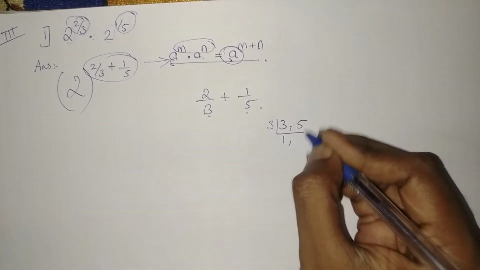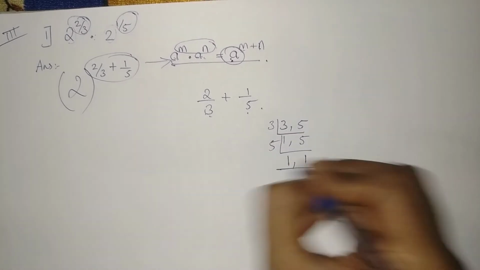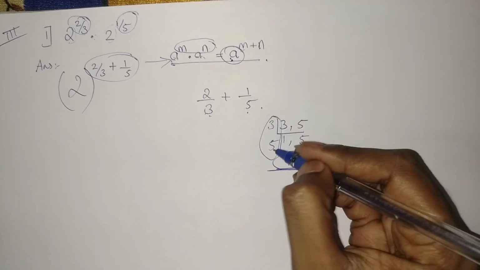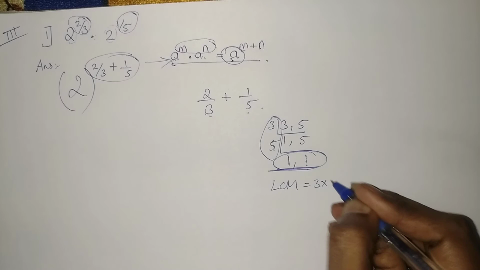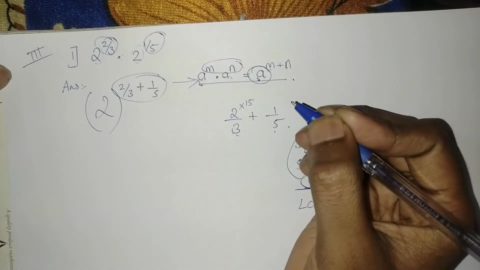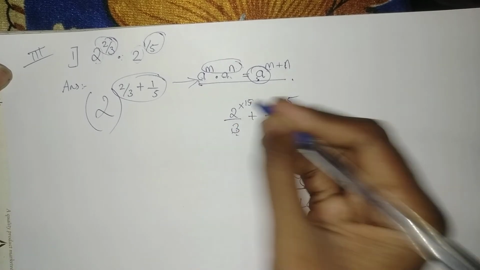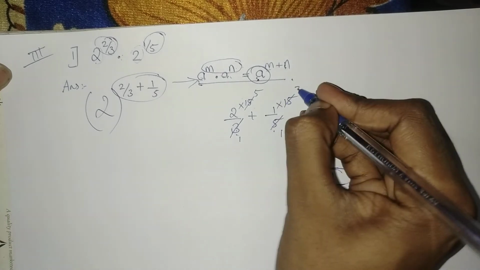3 ones are 3. 5 as it is. 5 ones are 5. Take this one as it is. 1 and 1. Until we get 1 and 1, we should go on doing. Whatever we get here, you just multiply. So LCM is 3 into 5, which is nothing but 15. Once we got the LCM, multiply this number also with the LCM, this number also with the LCM. Can we cancel the denominator and the LCM? Yes. 3 ones are 3, 3 5s are 15. 5 ones are 5, 5 3s are 15.